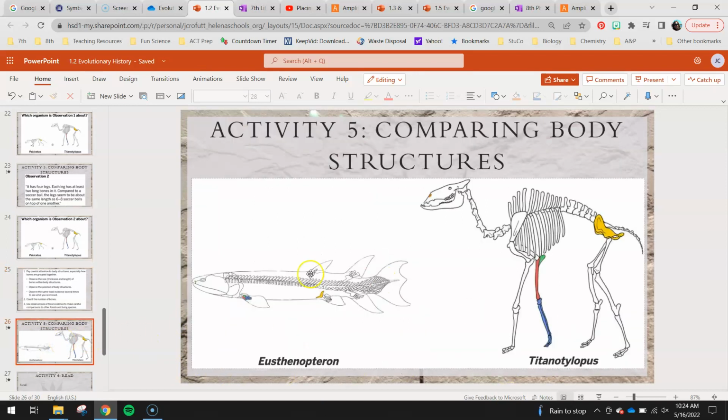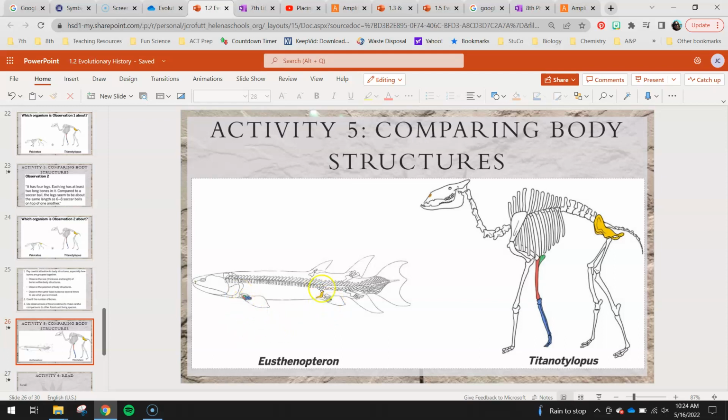So if we look at this, we're comparing 2 of the organisms from the card. This is the Eusthenopteron, and the Titanotylopus. Okay, we see that they have a little pelvic bone here, and then their pelvic bone is here. But are they the same? This one's attached to the backbone. This one's kind of free floating and attached to one of the fins.